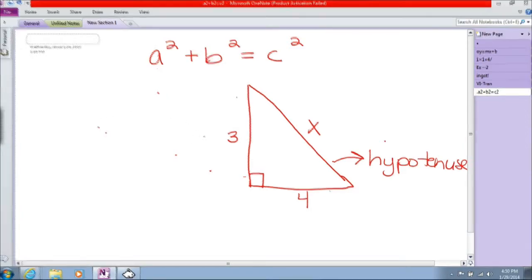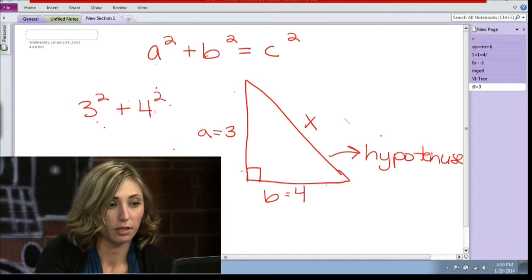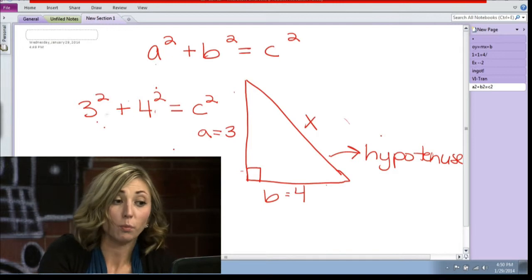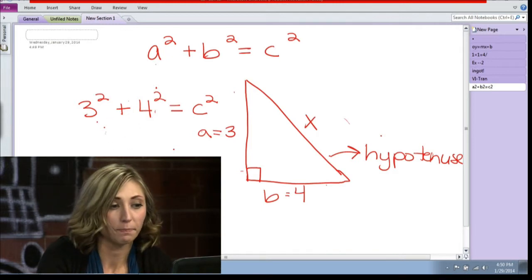So if we put this side as a and this side as b, it doesn't matter which one, but what does matter is that your hypotenuse is c. So we're going to plug in the first side, 3, so 3 squared, plus b squared, and b is 4, so 4 squared equals c squared, or x squared, either one. But that's the side that we don't know. So we're going to use the Pythagorean theorem to help us find that.